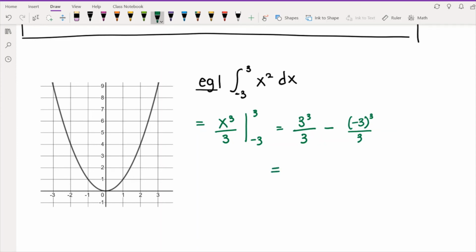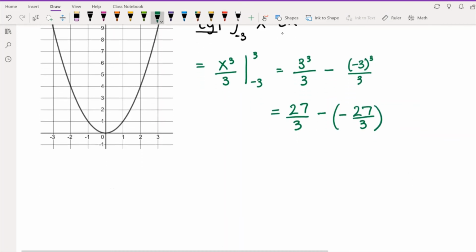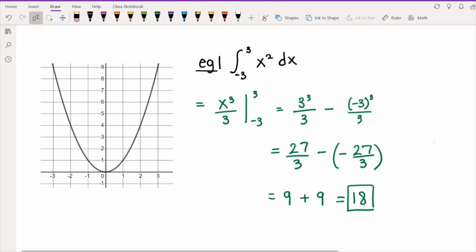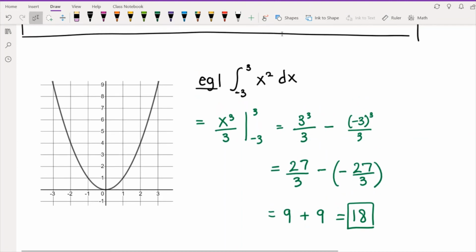So 3 cubed over 3 is 27 over 3, or 9. And then negative 3 cubed over 3 is going to be negative 27 over 3. And so when we add these together, 27 over 3 is 9, and then we have minus negative, so that's plus. So we have 9 plus 9, which is 18. So notice that that is twice the value that we got from 0 to 3.